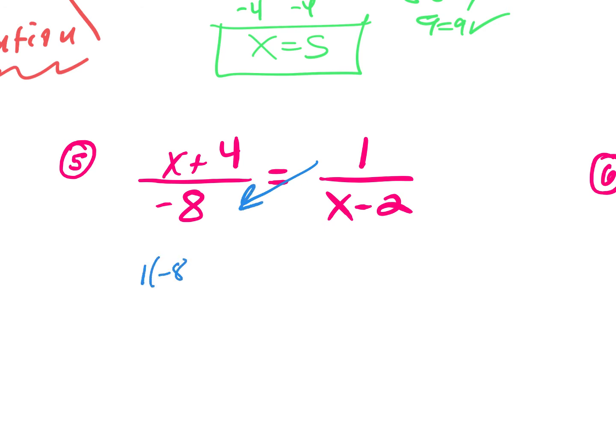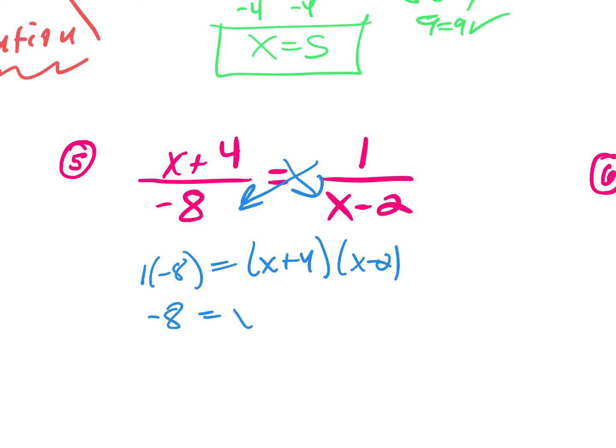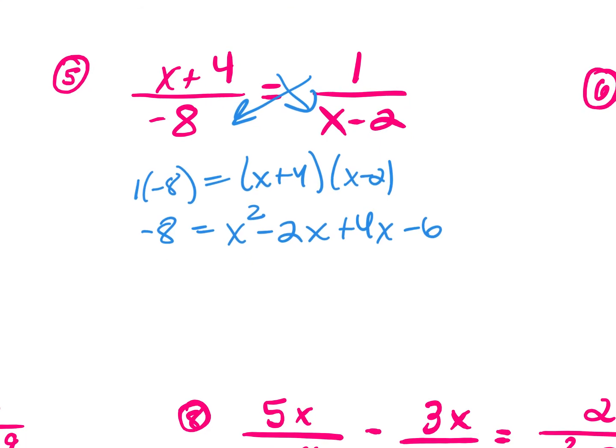1 times -8 equals (x + 4) times (x - 2). So on the left-hand side over here, we have -8 equals. We're going to FOIL this. So we have x squared minus 2x plus 4x minus 8. I'm going to combine like terms. I have -8 equals x squared plus 2x minus 8.